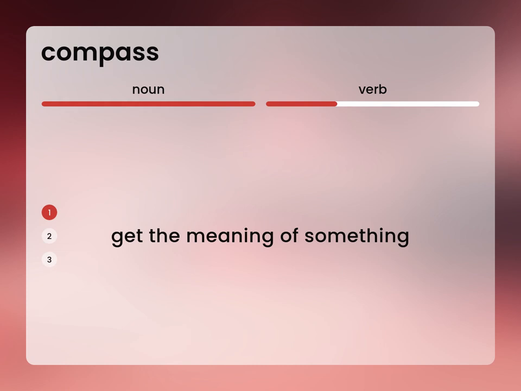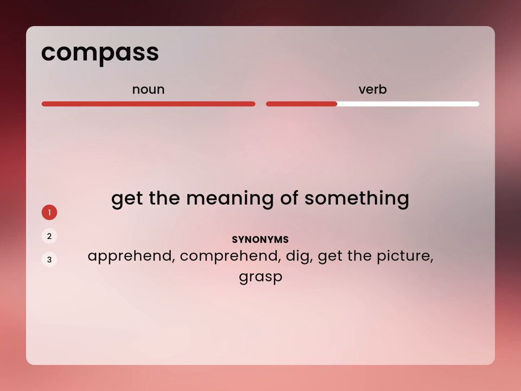Get the meaning of something. Apprehend, comprehend, dig, get the picture, grasp.